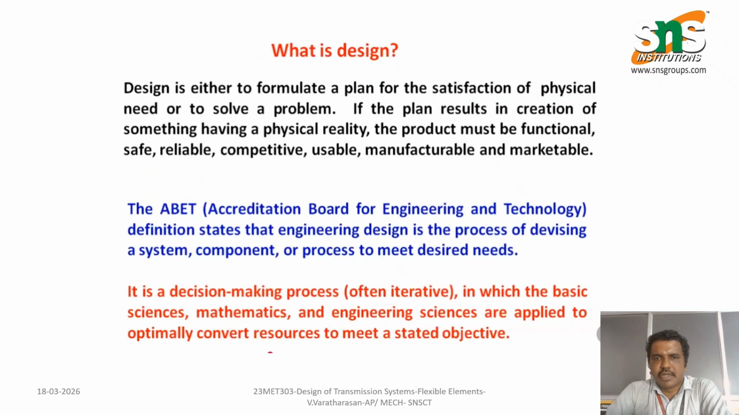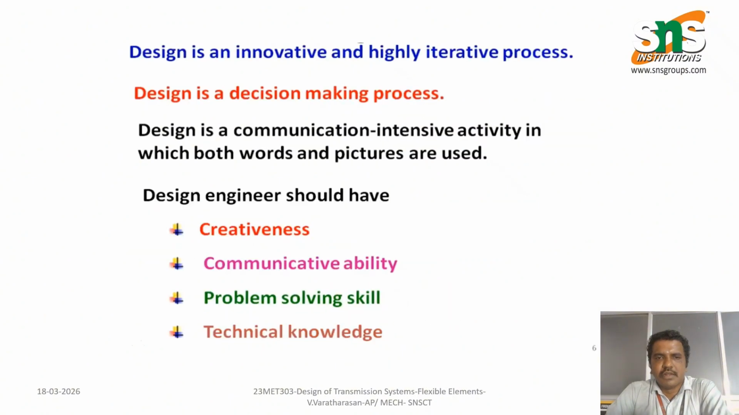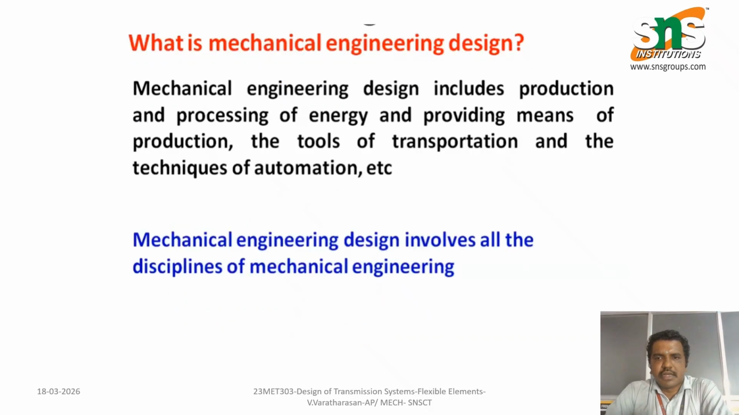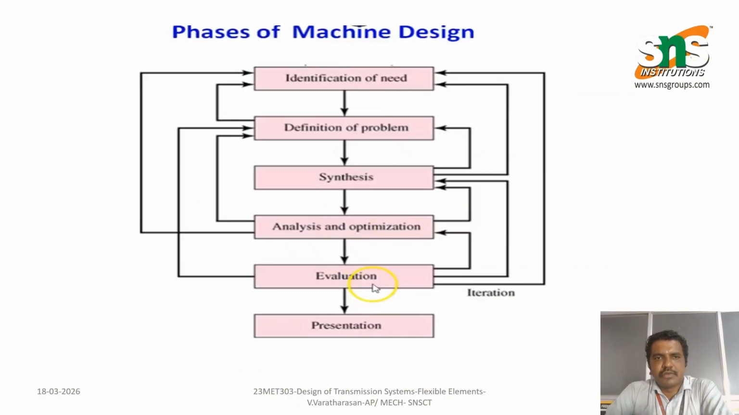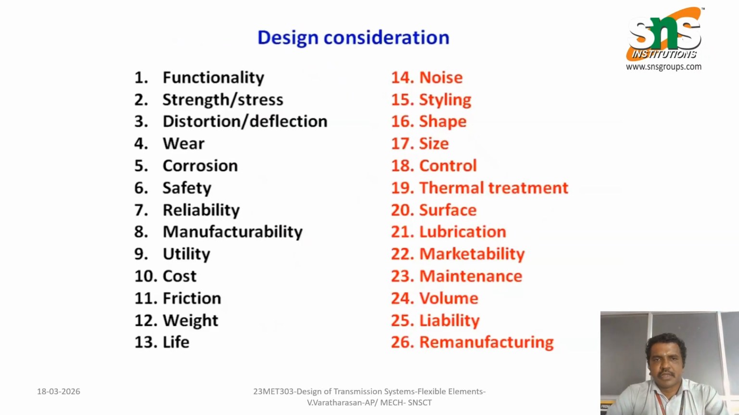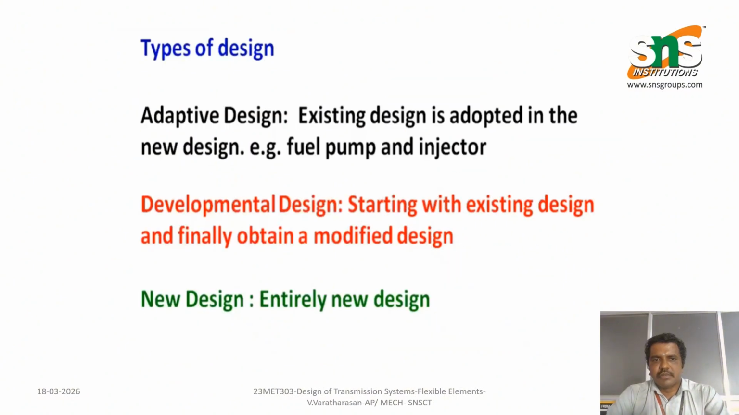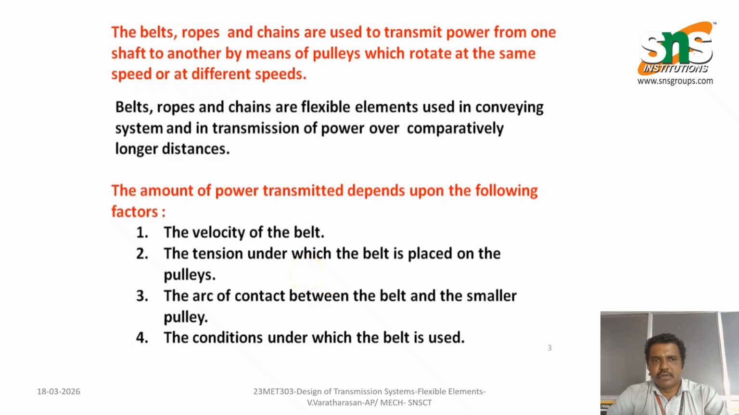We had seen what the actual design is from the mechanical point of view, how the design process is carried out, what mechanical engineering design is, the process flow of the design requirements and knowledge requirements, the phases of machine design, the different types of design considerations, and the different types of design also.